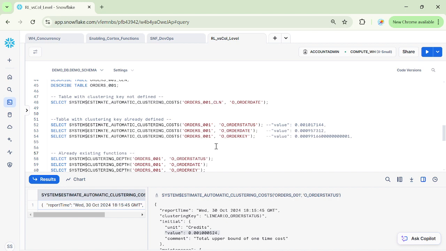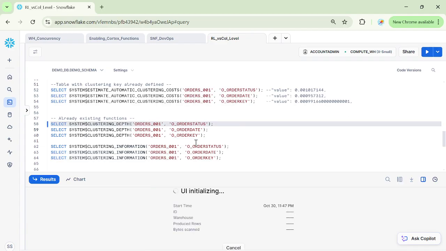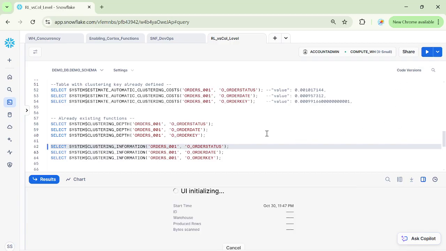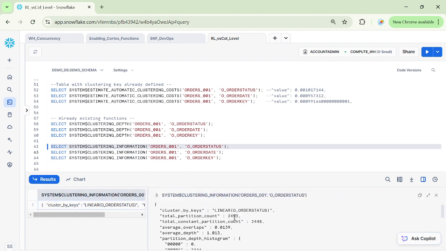One more benefit I would like to convey is that there are other functions with respect to clustering, which are clustering depth and clustering information, and each of them has its own significance. Clustering depth will give you the average overlap depth value. The smaller the value, the better it is with respect to clustering. And clustering information will give us a complete JSON output, where it will have all possible information with respect to partitions, average overlaps, and even average depth.